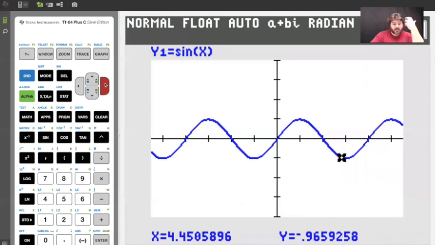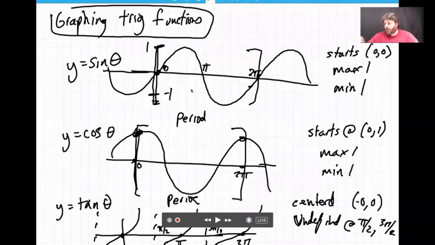There's my minimum at -1. It happens at 4.7, which is 3 pi over 2. When you're in Zoom Trig, trace actually works pretty well. Usually I avoid trace at all costs, but trace works well when you're in Zoom Trig. Okay, so here we go.